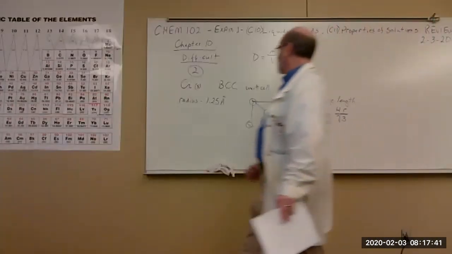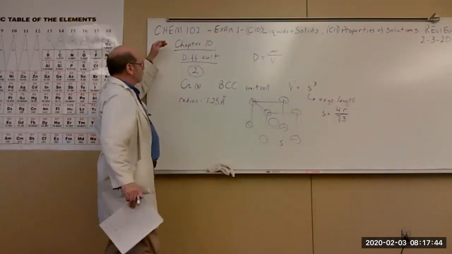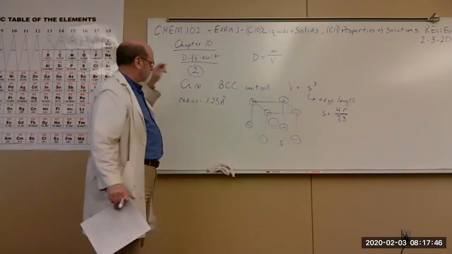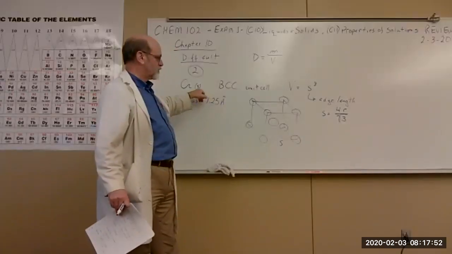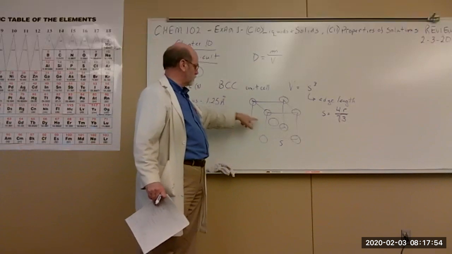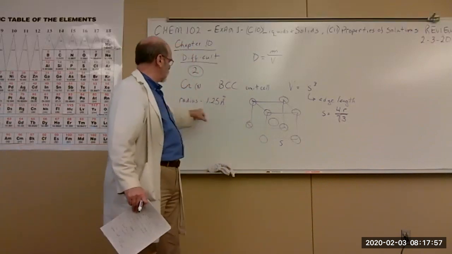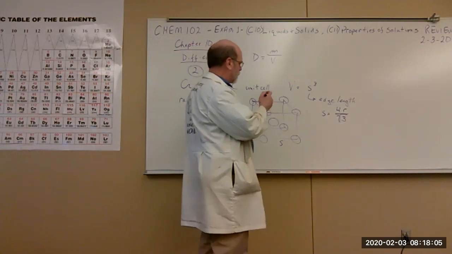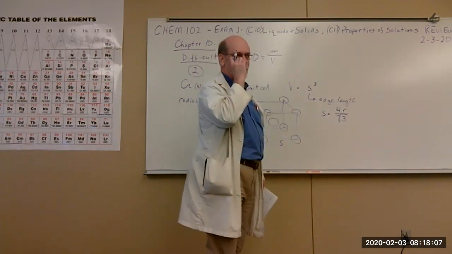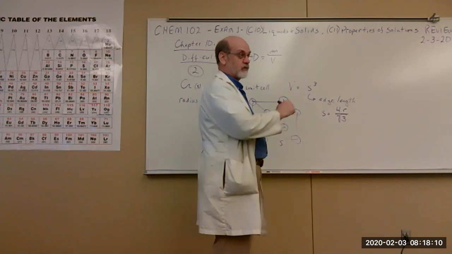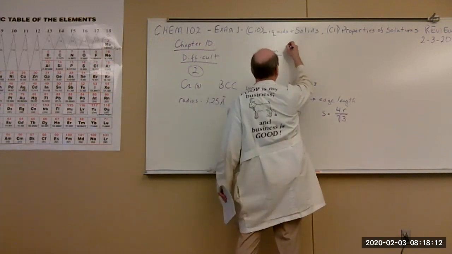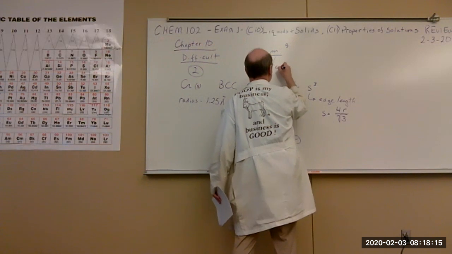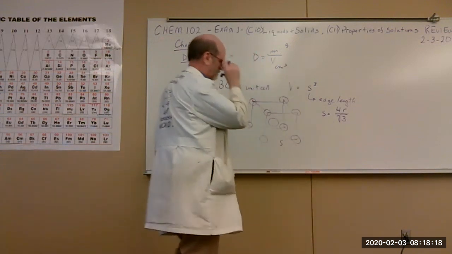Okay. So we're on chapter 10 in the difficult section number 2. I'm trying to find the density of chromium with the information given. It's in a body-centered cube, and the radius of chromium is 1.25 angstroms. Before we go any further, what are the standard units of density for solids? Grams over centimeter cubed. Right. So this would be grams, and this would be cubic centimeters.